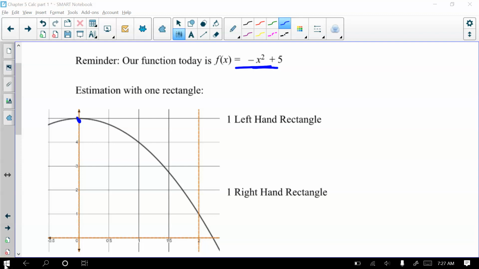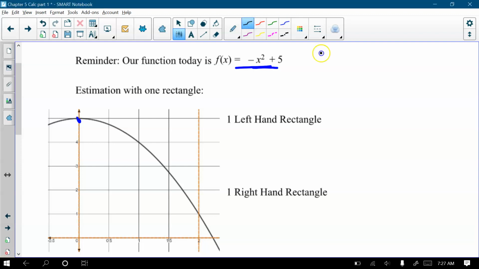Remember, I'm looking at the interval from 0 to 2. That's where I'm cut off. One left-hand rectangle is going to look like this. I start on the left side of the function, and if I want one rectangle, I draw all the way to the side here and down, because I want the rectangle to cover the entire area.